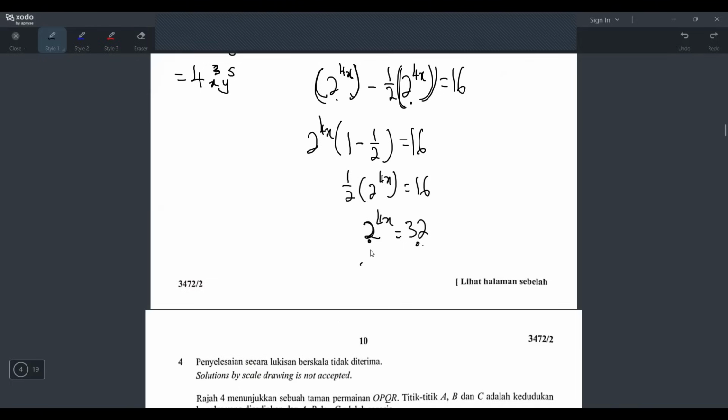But 2 and 32 can change to the same base because 2 power 5 is 32, right? So we change to the same base, and since now the base is the same already, it means the power will be the same also. It means we can compare 2 with 2, compare 4x equals 5, so x equals 5 over 4. Yeah, this is the answer, right? So it's done. Okay, hope you understand.